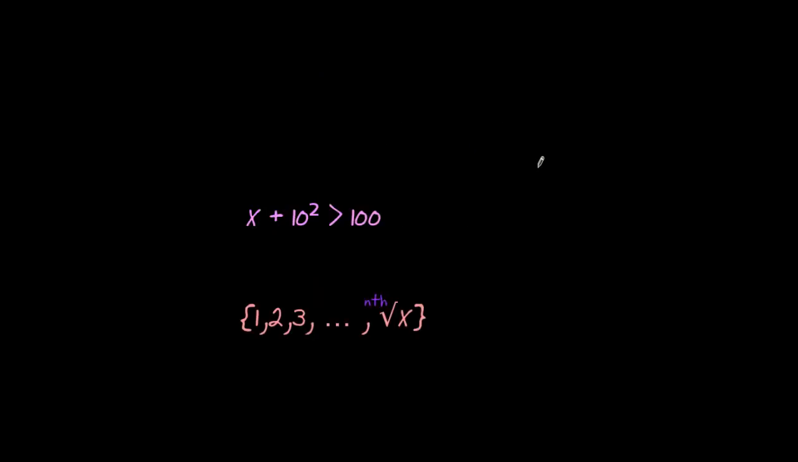First of all, we can see that sum of any number to the square of 10 is always greater than 100. So we can conclude that our solution lies between 1 to the nth root of x.